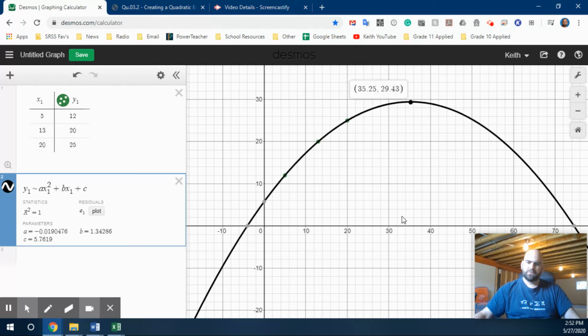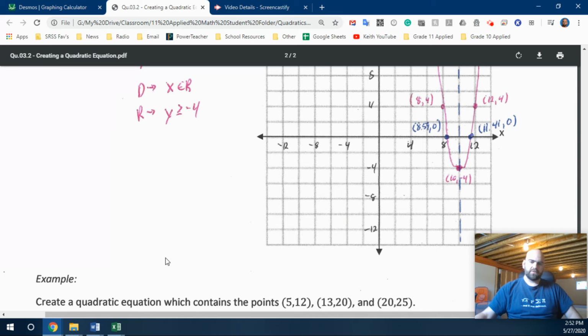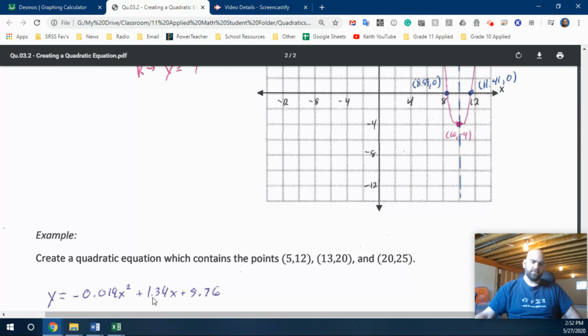We have a vertex right here. It's opening down, and our equation is going to be using the a, the b, and the c from right here. So we're going to plug those into our equation and create an equation using those 3 values of a, b, and c. Now this graph right here has everything that we need in there, and so I'm going to go and type that in. In the notes, I've already put it in, right here at the bottom. I have y is equal to negative 0.019 x squared plus 1.34 x plus 5.76. And that's the equation. It's done.